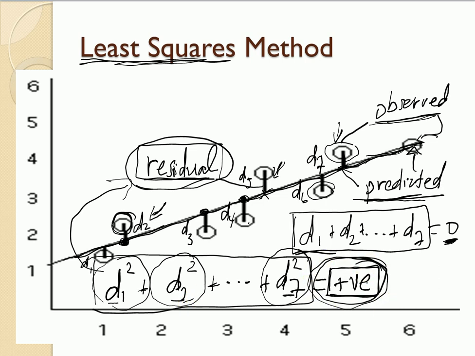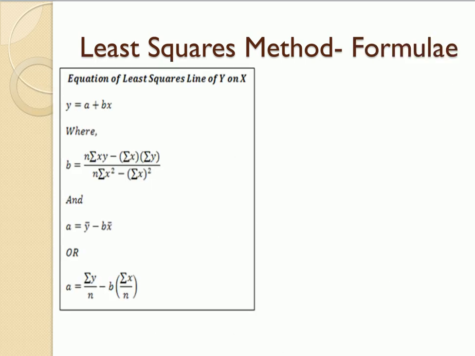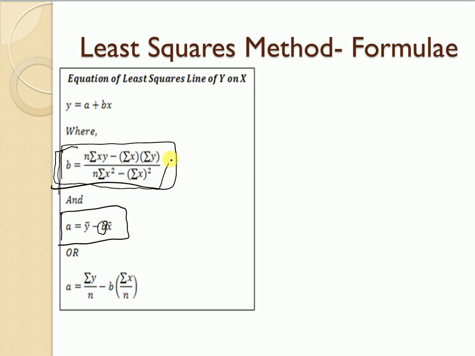And the formula for calculating the constants A and B are as follows. A equals y bar minus B times x bar, and B equals all of this. Now we see here that in the formula for A, B is required. So we calculate the value for B first.